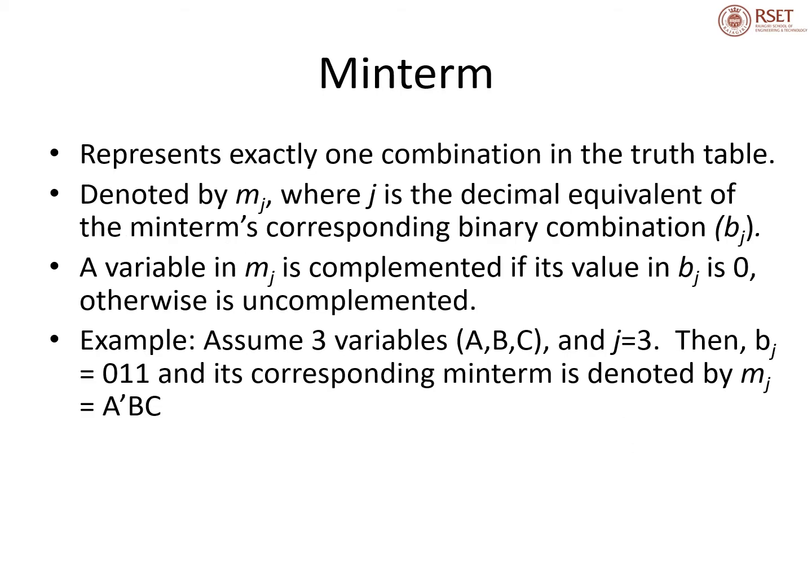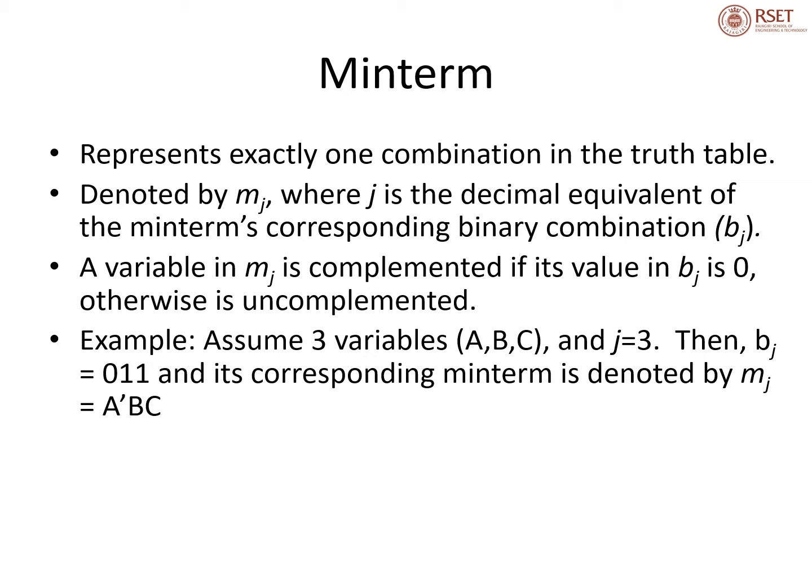Min term. It represents exactly one combination in the truth table. It's denoted by small m j, where j is the decimal equivalent of the min term corresponding binary combination bj. Now, a variable in mj is complemented if its value in bj is 0. Otherwise, it is uncomplemented.